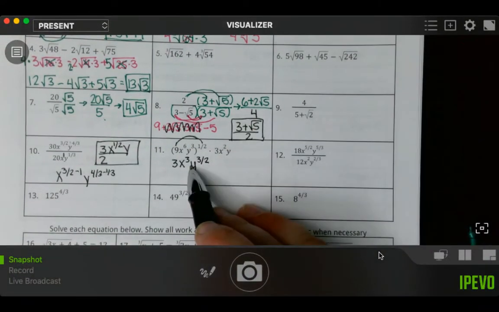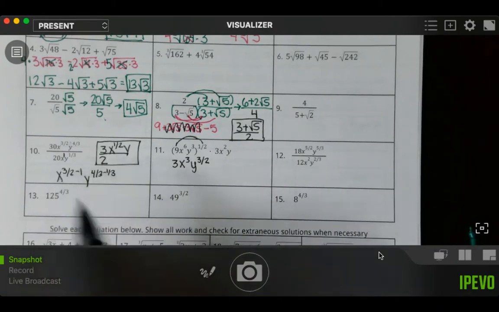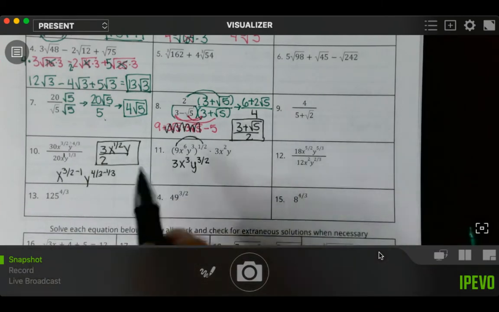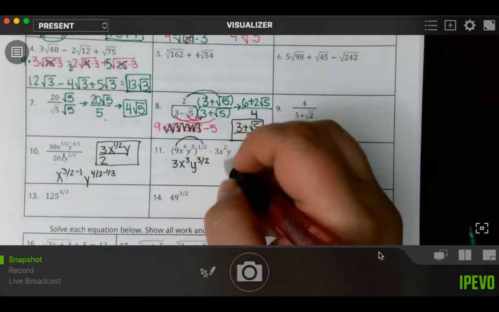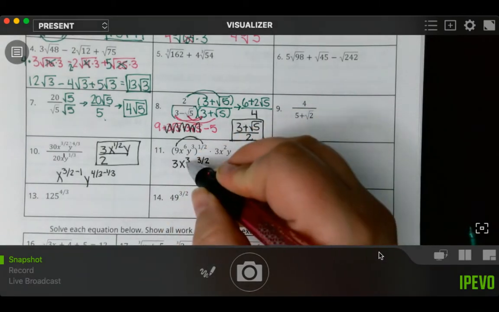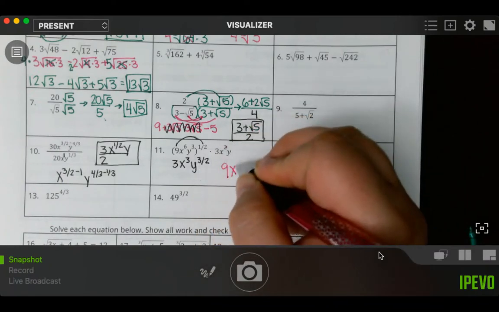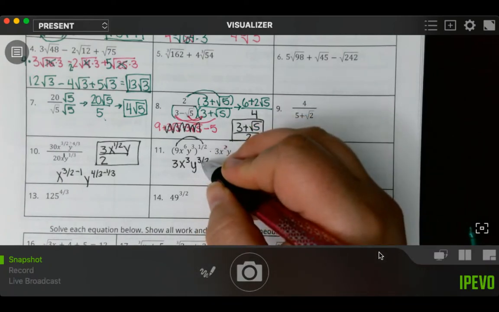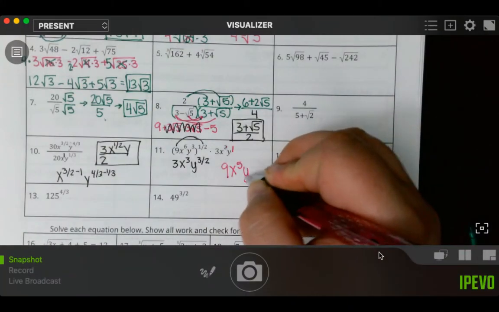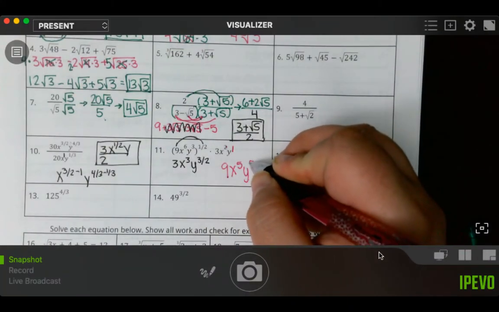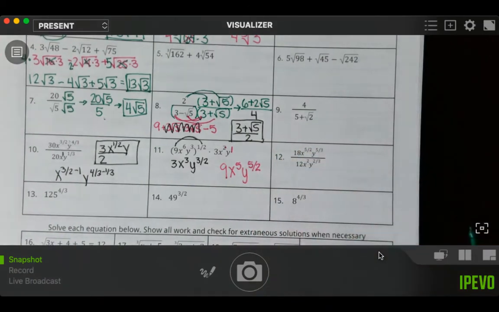Then I go ahead and multiply these two together the same way that I would do it if they weren't fractions. 3 times 3 is 9. 3 plus 2, I have x cubed and x squared, that's 5 x's. And I have y to the 3 halves plus y to the first. 3 halves plus 1, or 3 halves plus 2 halves is 5 halves.